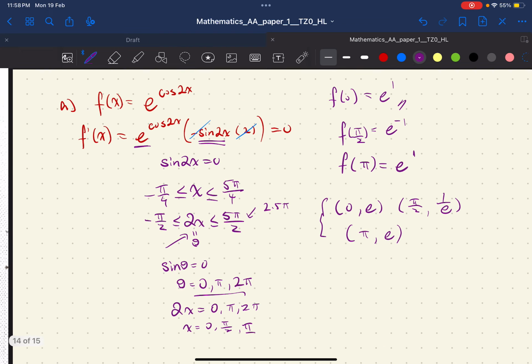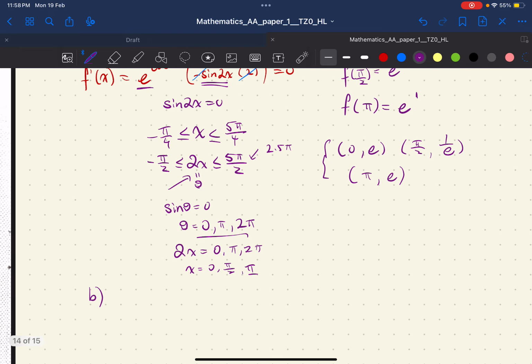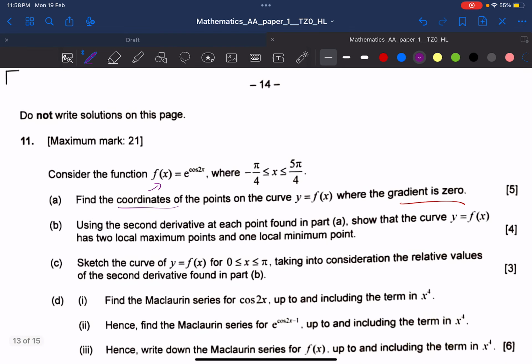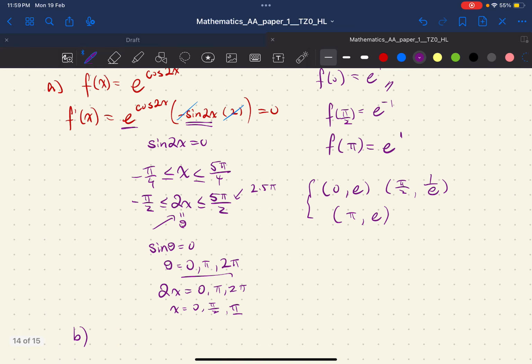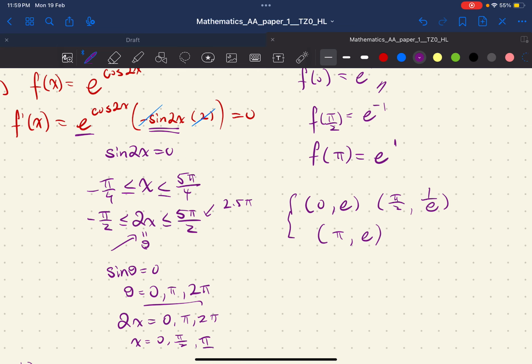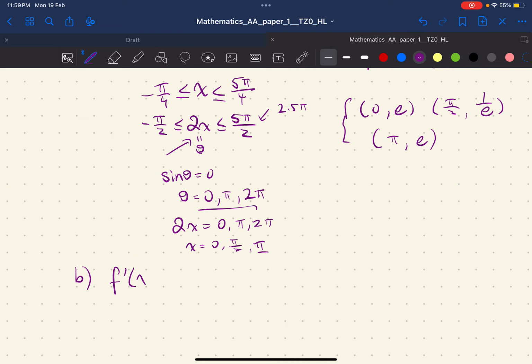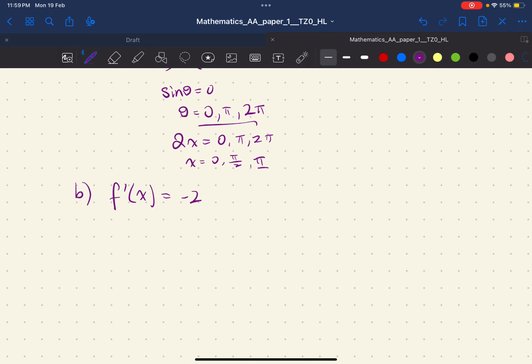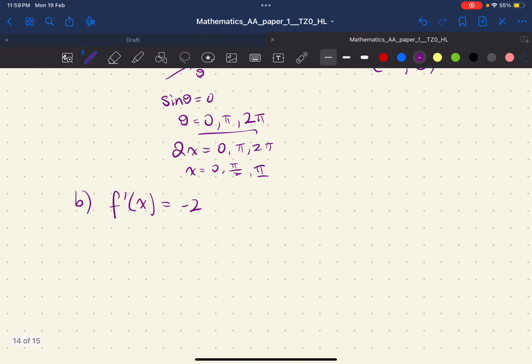Okay, next one. So let's do part B. It's 5 marks. I think the hardest part is the second part, not really the first part. Use the second derivative at each point you found in part A to show that the curve has 2 local maxima and 1 local minimum. So we just take the f prime on the top. I'll just copy the thing on top. Remember to put back the thing that we cancelled.